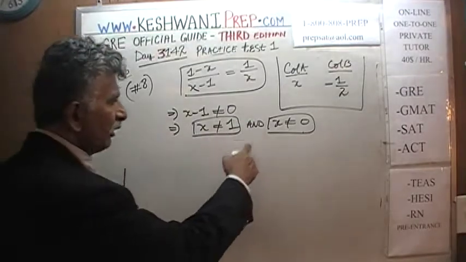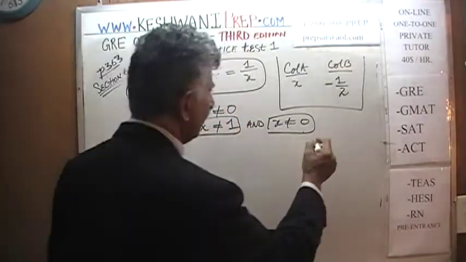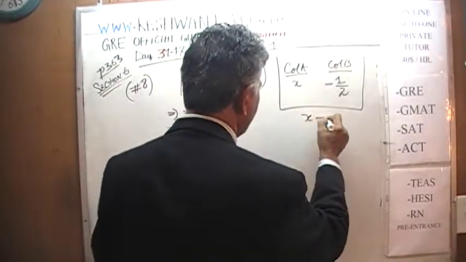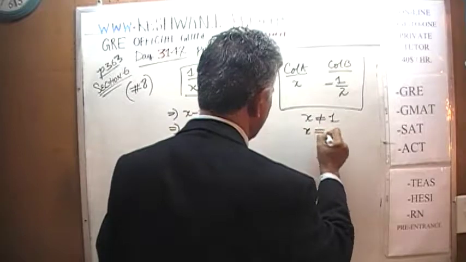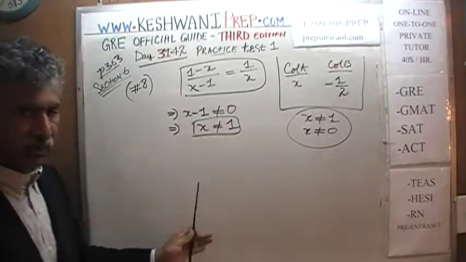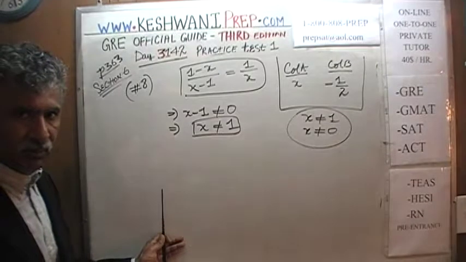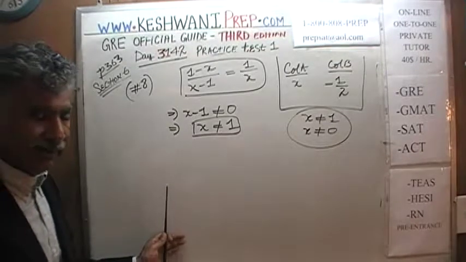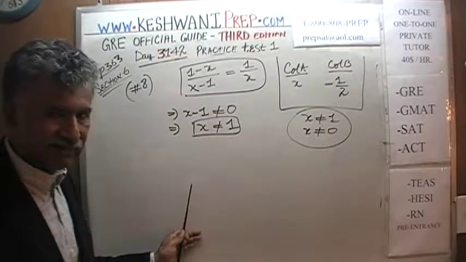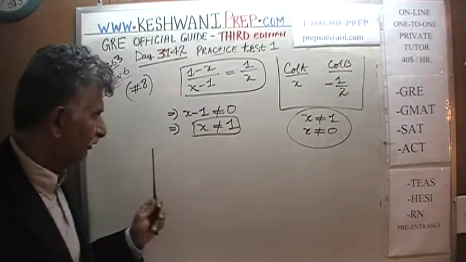Let's make a note of these two conditions on the side here so we have the room to work on here. Okay? So let's put it here. X cannot equal 1 and x cannot equal 0. We must satisfy these two conditions, because when we finish working here, we're going to have values for x. And we have to understand that anything that says that x is equal to 1 is not acceptable. Anything that says that x is equal to 0 is not acceptable. So let's begin the process.